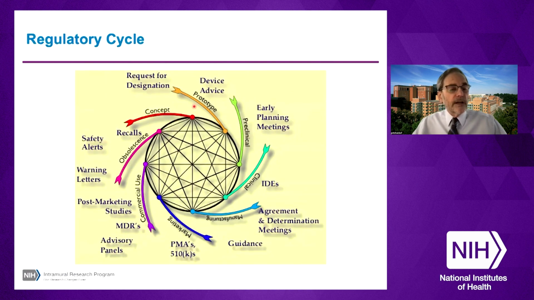There's a regulatory cycle that follows along with this. There's a request for designation. There may be the question, is this even a device? And we'll talk about that. There's an FDA site called Device Advice that helps you through all of this. We'll talk about that. There may be early planning meetings with the FDA where you discuss the preclinical studies, the clinical studies, and your marketing studies if you're a manufacturer. And there are ways to get input from the FDA to help you through this.